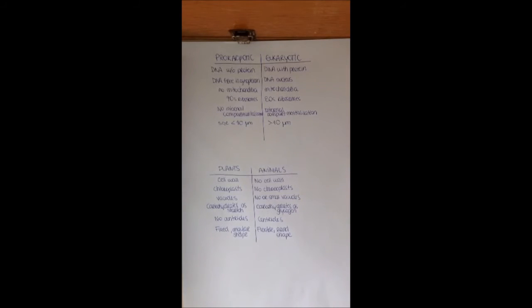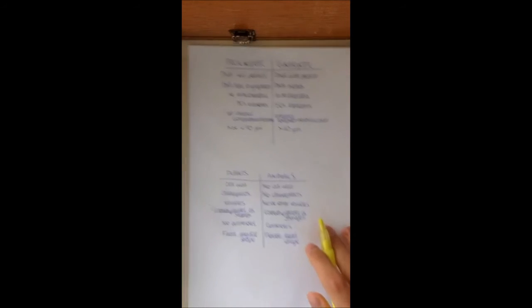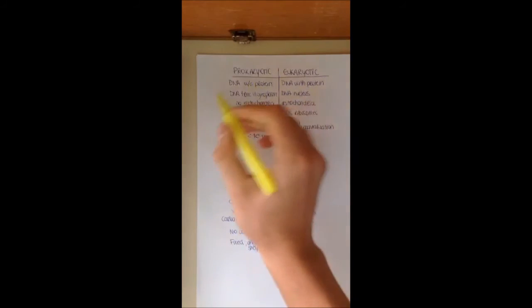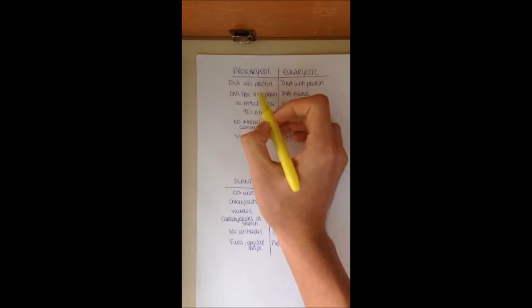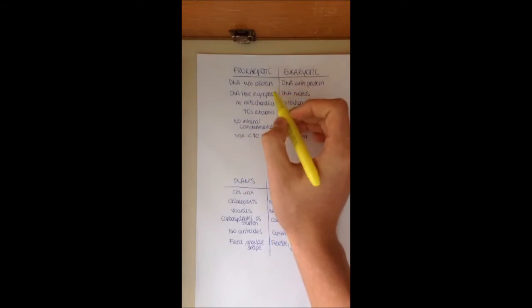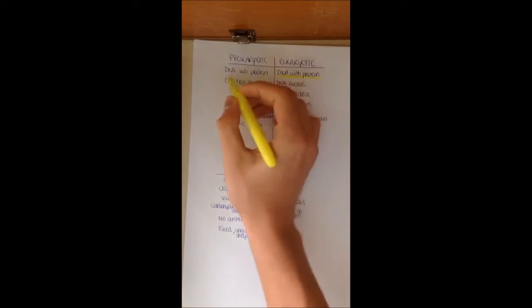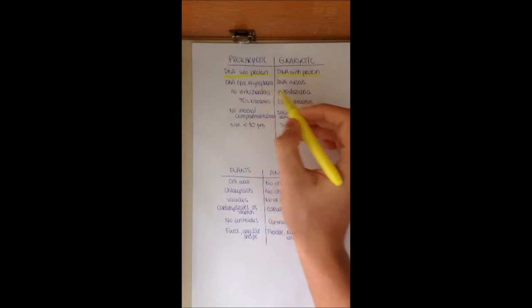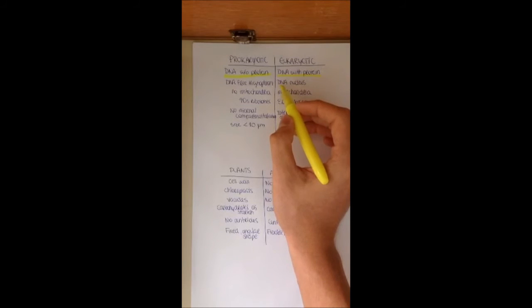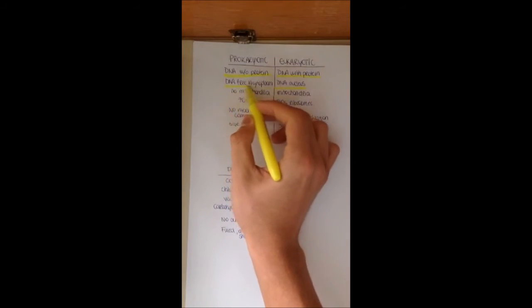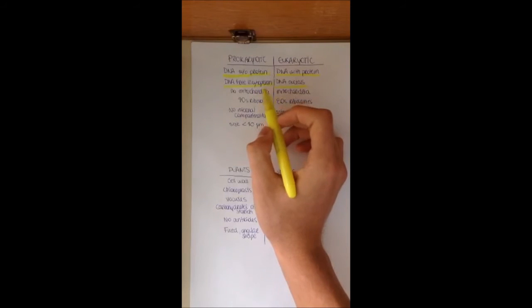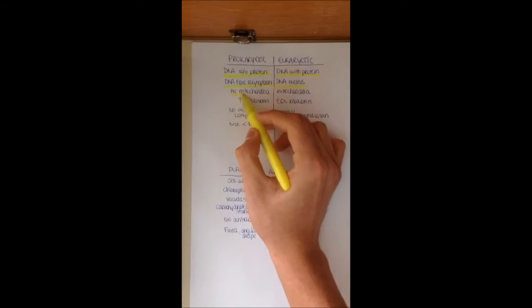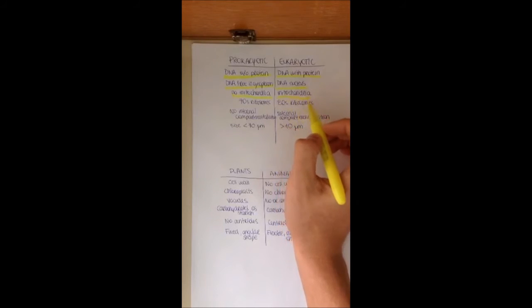So the first assessment statement is comparing prokaryotic and eukaryotic cells. We have three that are very easy to remember. So first difference: prokaryotic cells have DNA not in protein form, while eukaryotic cells have DNA in protein form. Then, in prokaryotic cells, the DNA is free in the cytoplasm, while in eukaryotic cells, it is located in the nucleus.